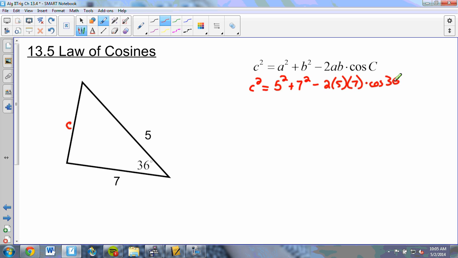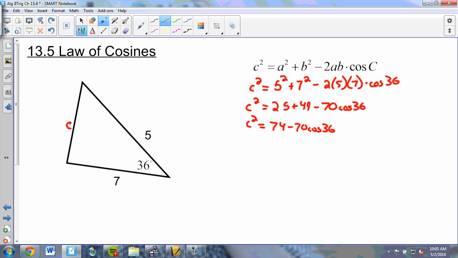So, c squared equals 25 plus 49 minus 2 times 5 times 7 is 70. 25 plus 49 is 74.